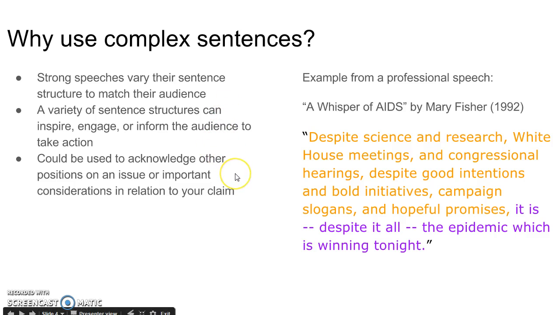A complex sentence could also be used to acknowledge other positions on an issue or important considerations in relation to your claim. Many of you have already done an excellent job using a complex sentence to introduce your counterclaim, to acknowledge the opposite side.